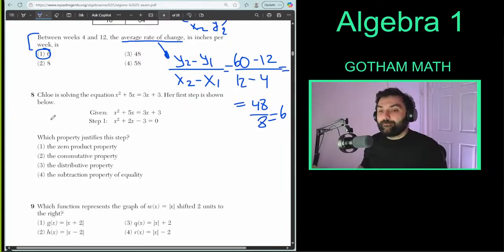Easy so far. Number 8. Chloe is solving the equation x squared plus 5x equals 3x plus 3. Her first step is shown below. So that's the given. What's the first step? What happened here? x squared did not change. 5x became 2x. Why? Because they subtracted 3x on both sides. Okay, we get that. And they also subtracted 3, because look at the right side after step 1. 0. How did it get 0? Well, they subtracted those. That's what they did, and it's actually called the subtraction property of equality.